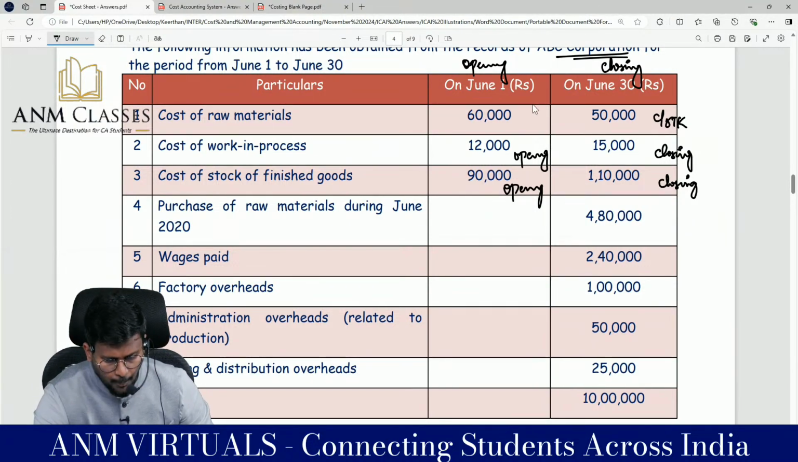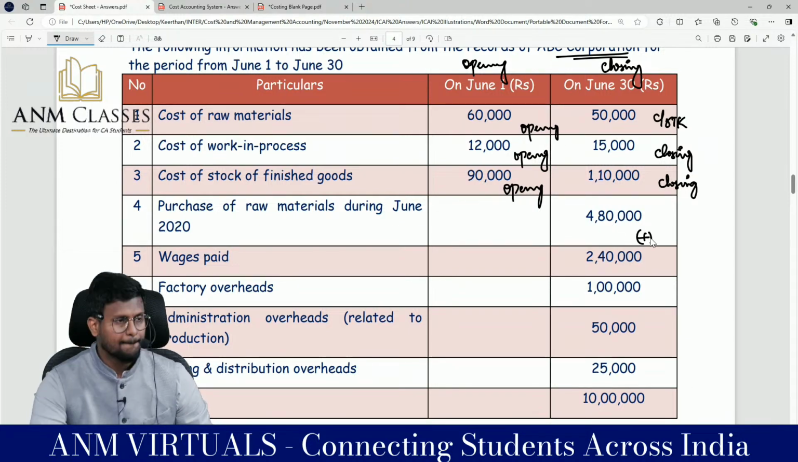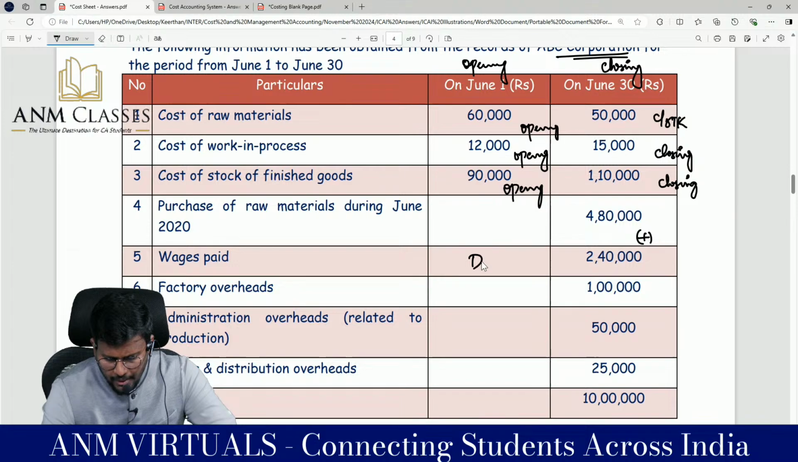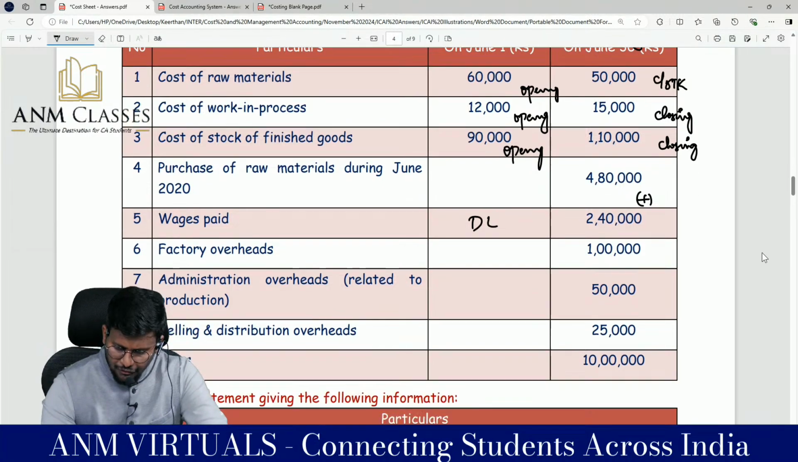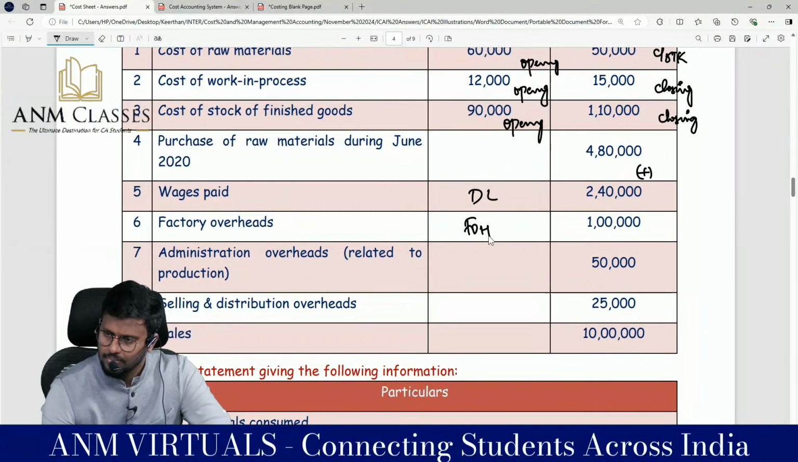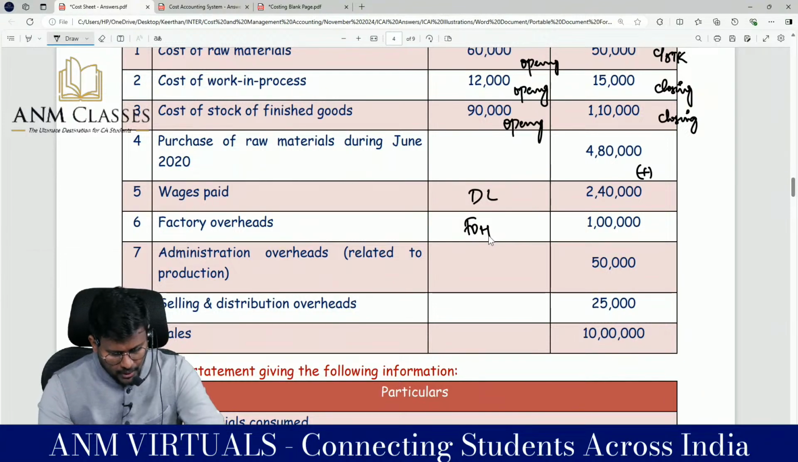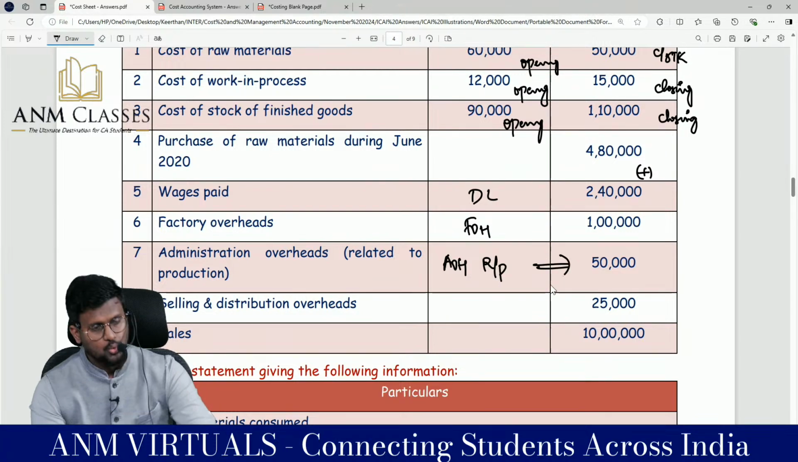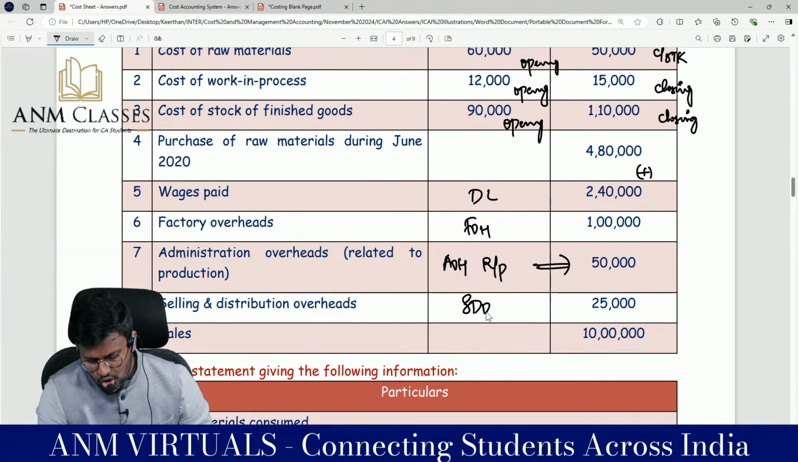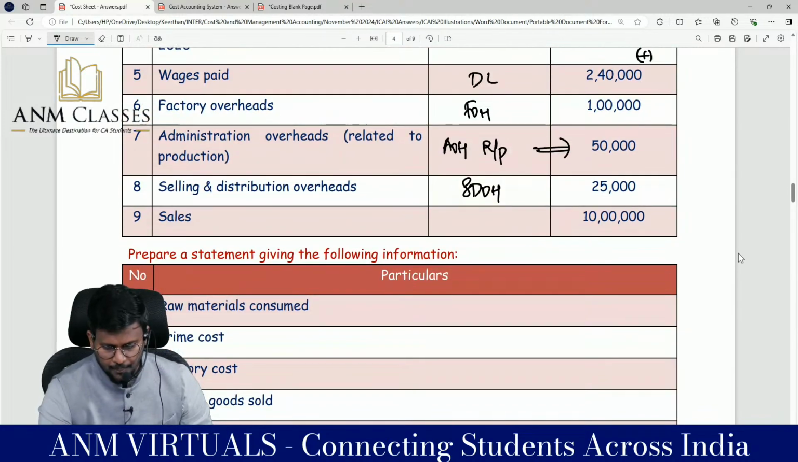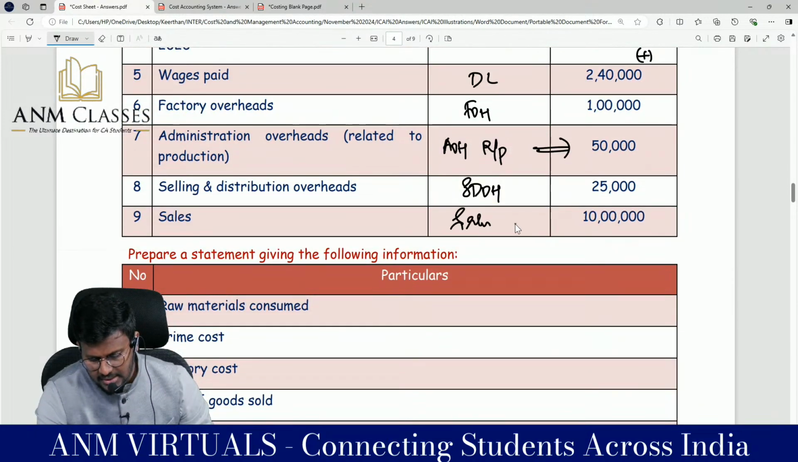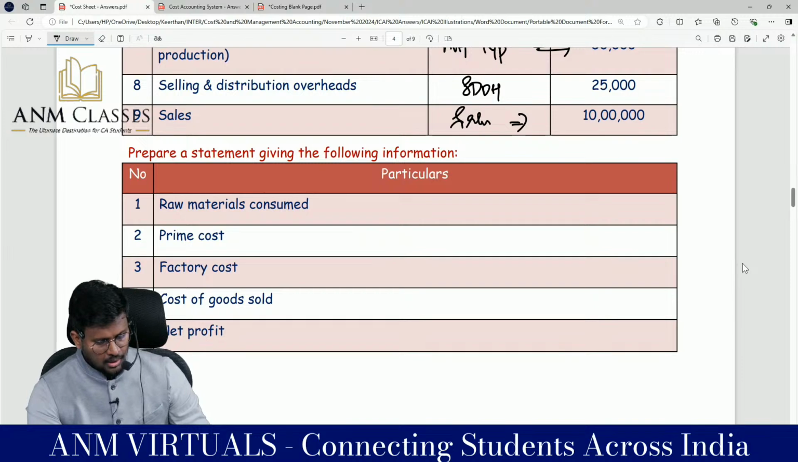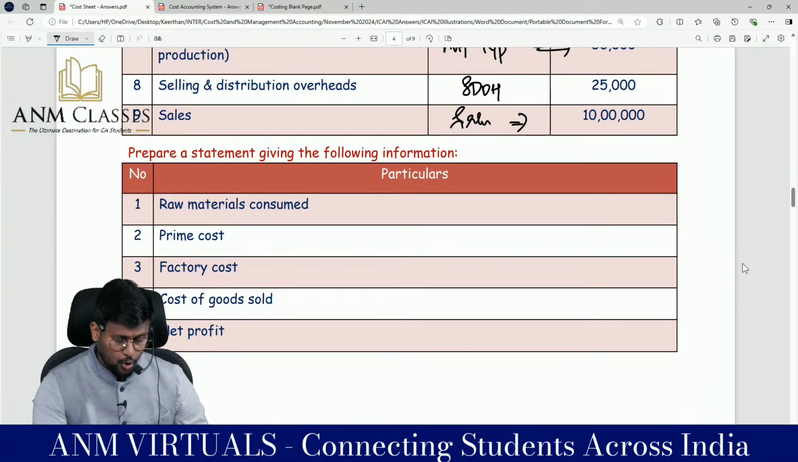To the opening stock of raw material, we have to add the wages paid, meaning direct labor. Factory overhead is directly given. Administration overhead related to production is 50,000. Selling and distribution overhead is 25,000, and they themselves have given the sales. Prepare a statement giving the following information.